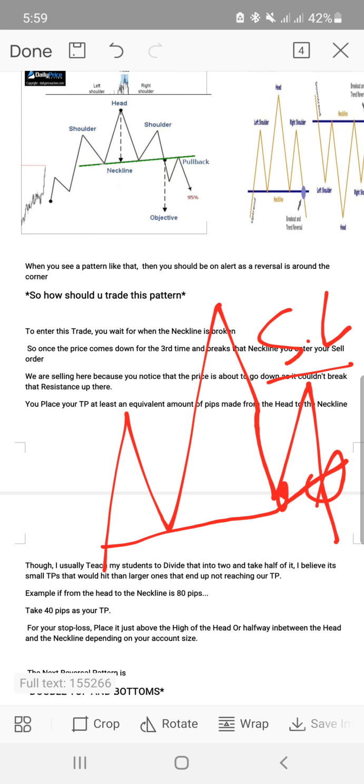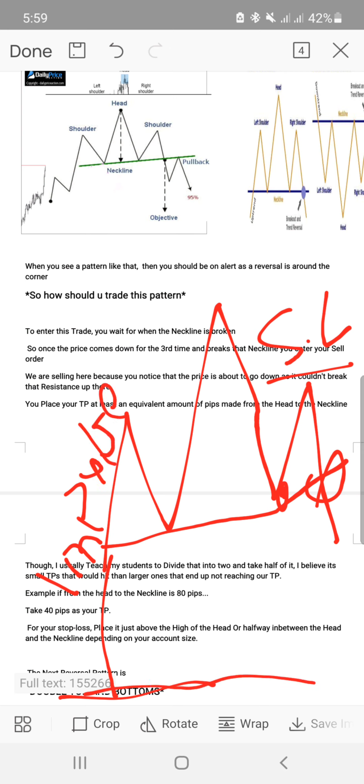Then your take profit is from the point where the market rallied up. Remember when I was teaching about Elliott wave, I said we have impulse wave and we have retracement. So from this first impulse move, right, this first massive move, that first point is where you set your TP.